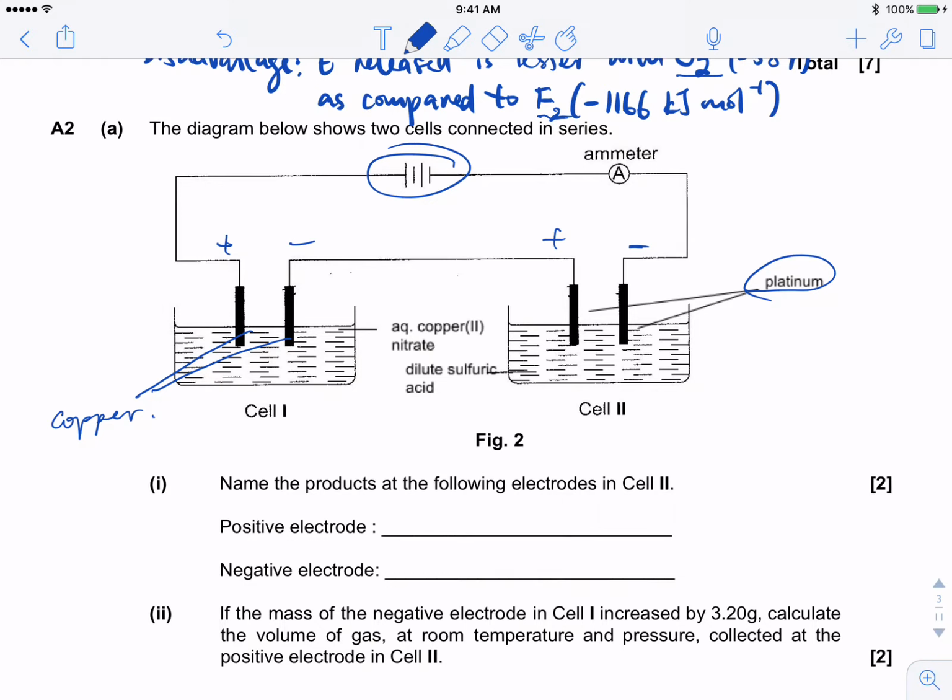Name the product at the following electrodes in cell 2. Okay, so let's think. In cell 2, it is in your dilute sulfuric acid. So what are the ions that can move to the positive electrode? Okay, it must be negative ions. So we have your sulfate ions and we also have hydroxide ions. What can move to the negative terminal? It will be your positive ions. In this case, there's only H+.